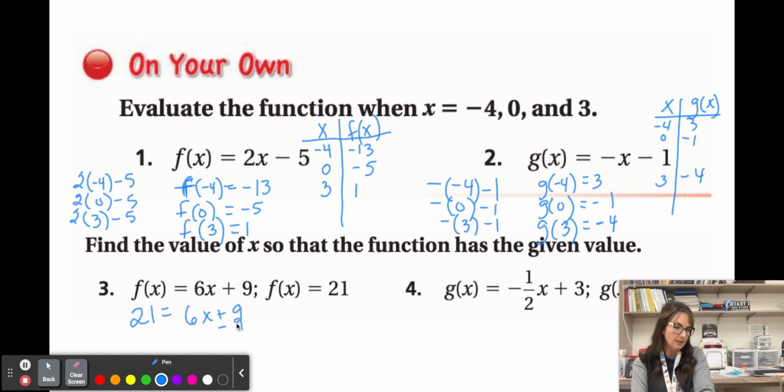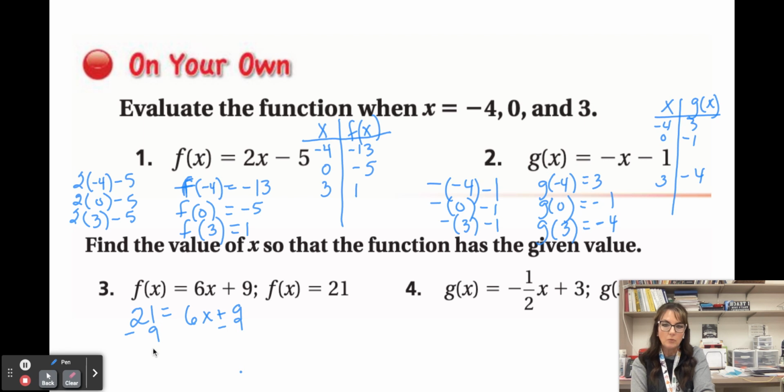So we'll subtract 9 on both sides. Maybe I should move this a little bit. Okay. And then we'll get 12 is equal to 6x, so that x is equal to 2. Okay, f of 2 is equal to 21.